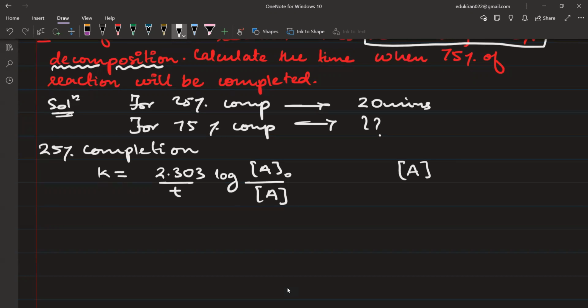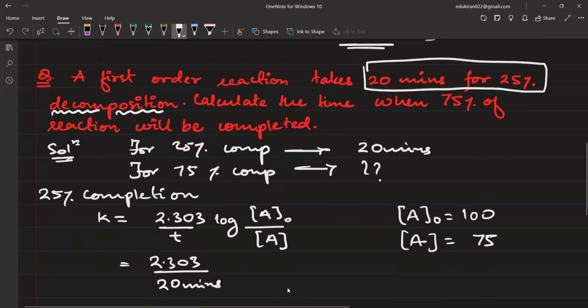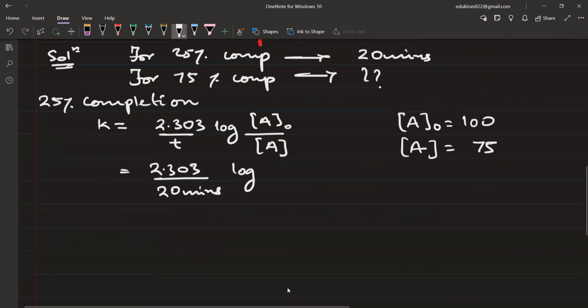The A naught I will start with 100. The A will be equal to how much? When 25% completion is there, 75% will be remaining. So K will be equal to 2.303 divided by time, that is 20 minutes, right? 20 minutes into log of A naught, 100 upon 75. So this can get cancelled, 4 by 3.